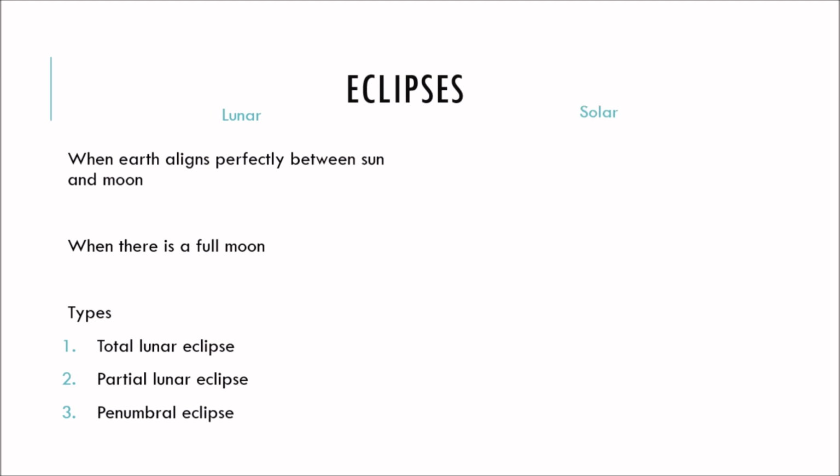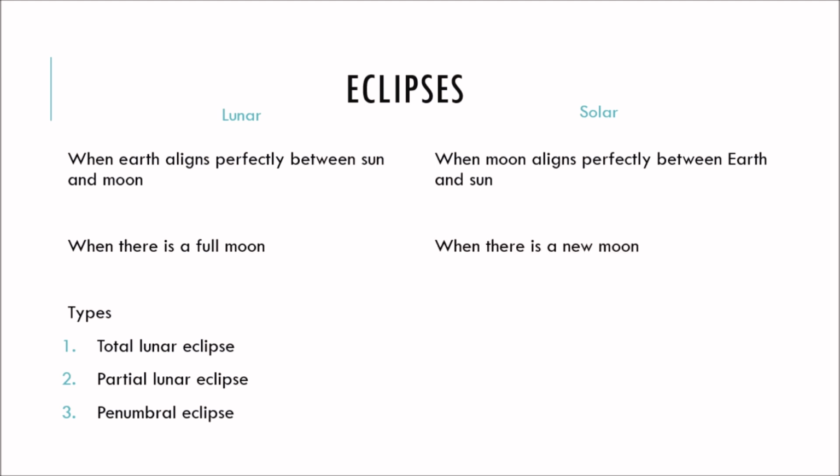Now we have the solar. Well, when the moon aligns perfectly between Earth and sun, when there is a new moon. The types are a total solar eclipse, a diamond ring, and Bailey's beads.